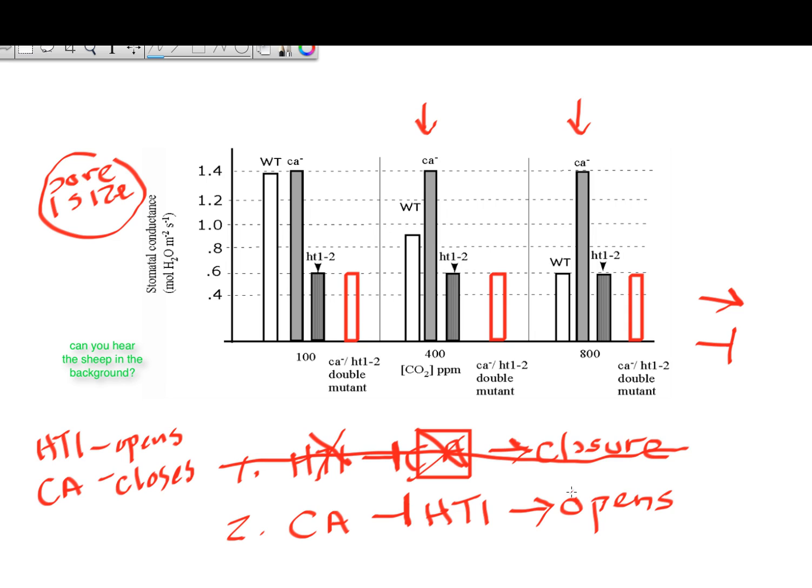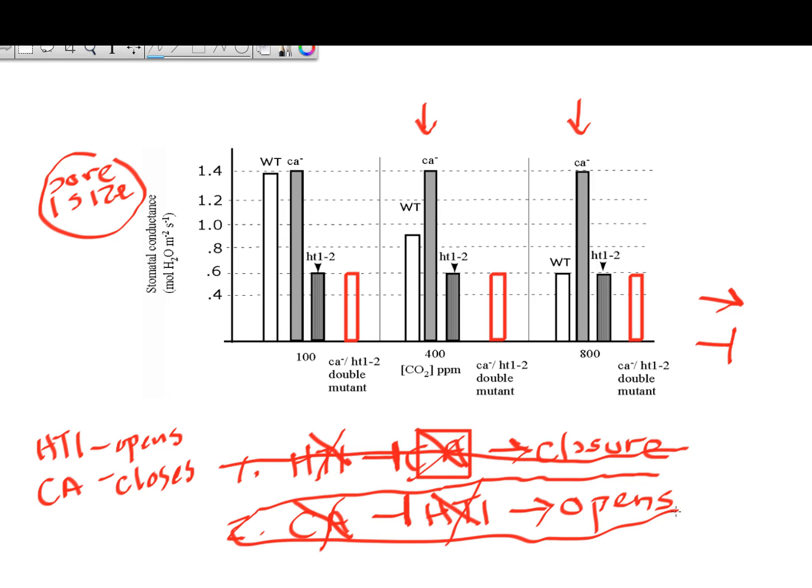Now let's look at this pathway. HT1 opens stomata. What happens if HT1 is broken? If you lose HT1, what is your phenotype? Well, you don't have open stomata, you have closed stomata. And it doesn't matter that CA is wrecked. We know that it's supposed to regulate HT1 in this way. HT1 isn't present, so the double mutant phenotype and this mutant phenotype would be the same, which would be always closed. And that is what we see. That is the result we see in these double mutant data.